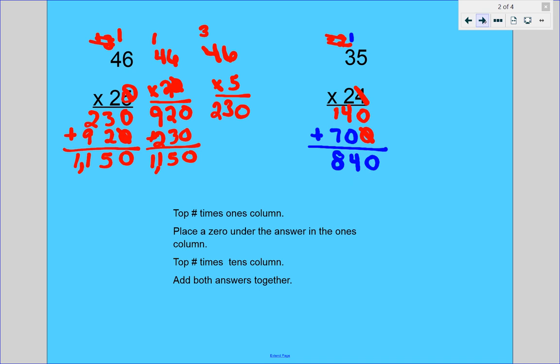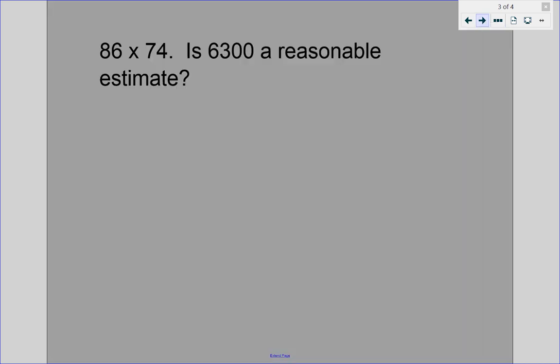Okay? Now, let's look at an idea of what's a reasonable answer for something. So when you're doing your math, one of the things you want to do is to make sure that your answer is reasonable. You'll know if your answer is in the ballpark, if it's kind of reasonable or right, if we look at rounding and then finding that answer.